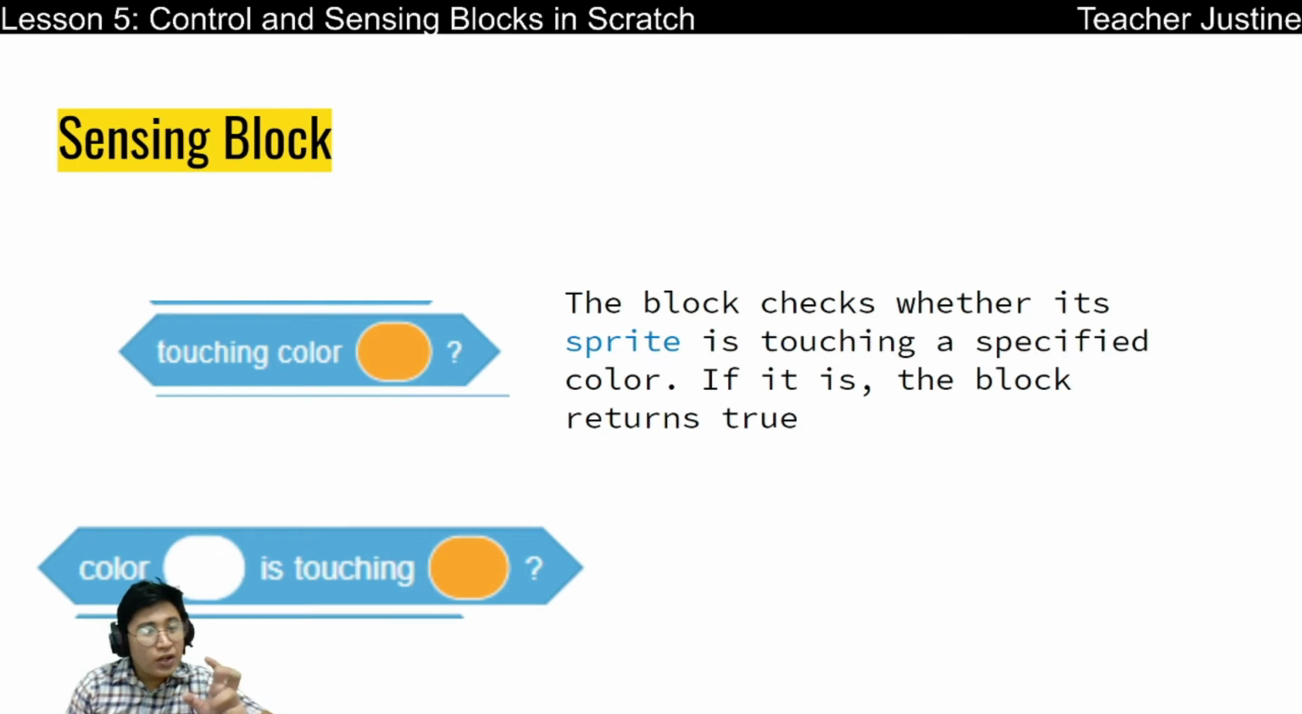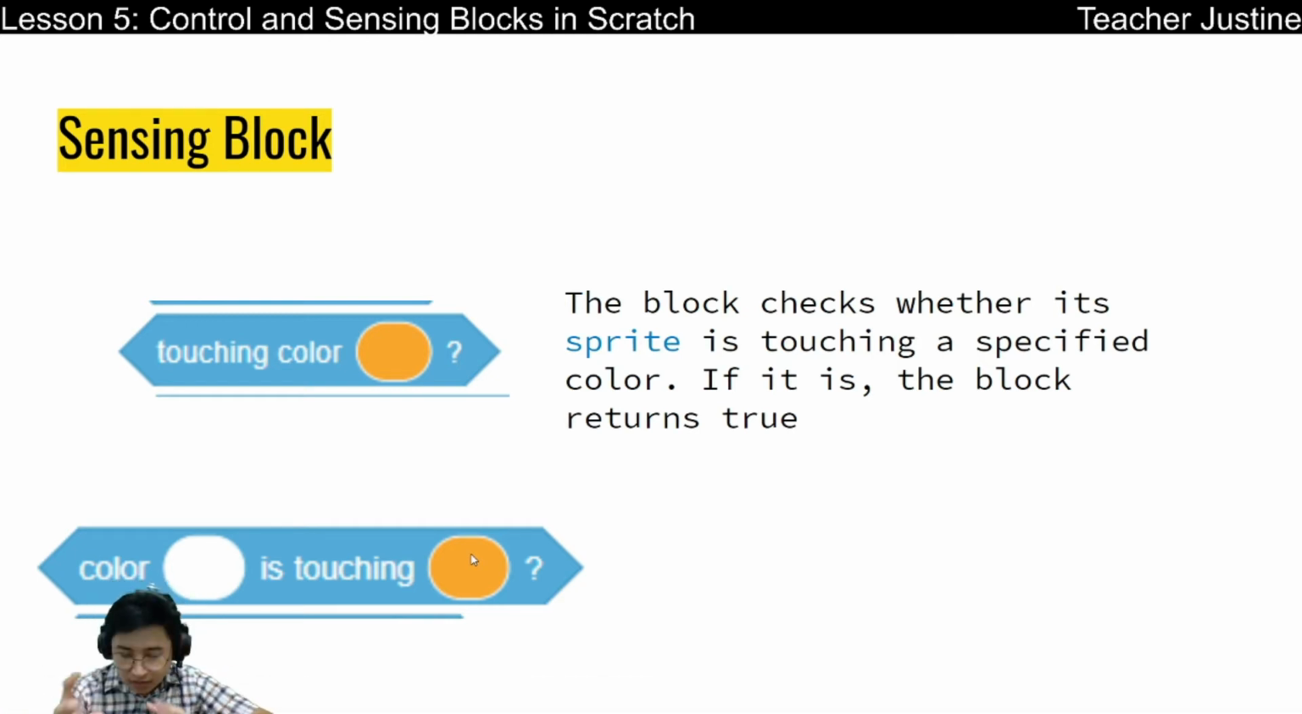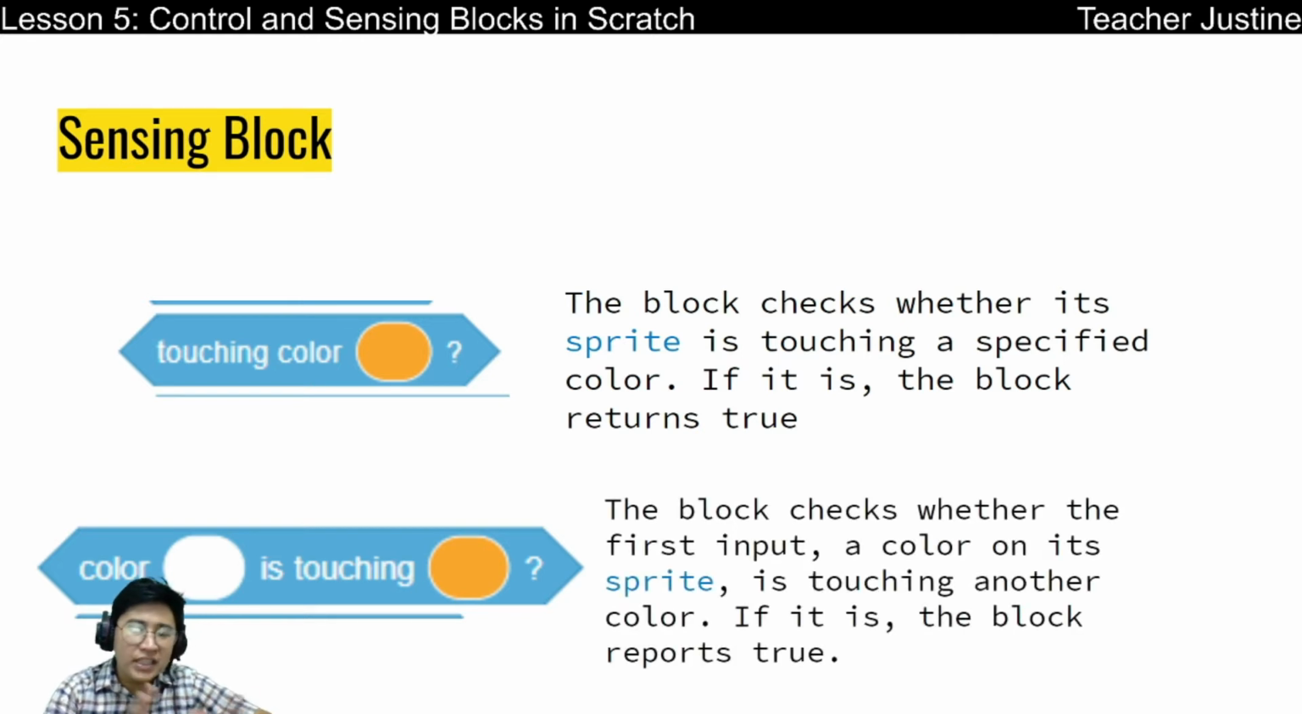Next is, so this is like one of the conditions, like if you want to know if the color white is touching this other color. If they are touching each other, then the value is true. But if it is not touching, the value is false. Okay? So this block checks whether the first input, a color on its sprite, is touching another color. So later, guys, I will show you an example for this.